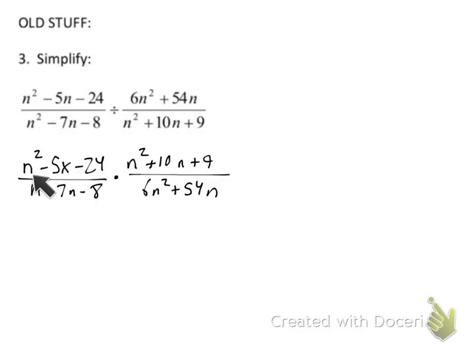It was told that we should cancel the n squareds. Unfortunately, you can't. The only way, guys, that we are allowed to cancel things is if everything is multiplied and divided. We have pluses and minuses between them. So therefore, I can't. So is there a way to possibly change it to multiplication? It's a big F word. FOIL. The other one. Factor. Yeah. So, we have to factor all of these guys.